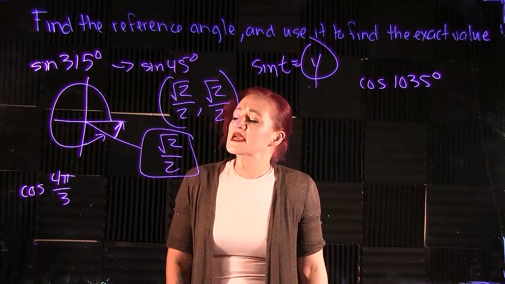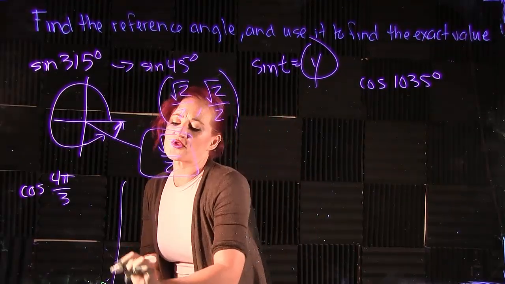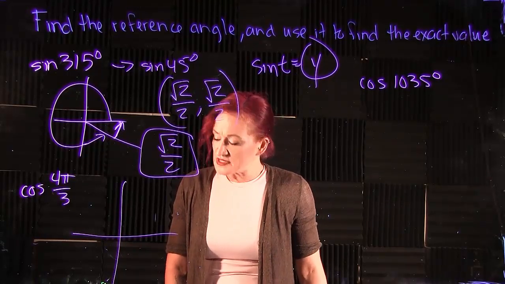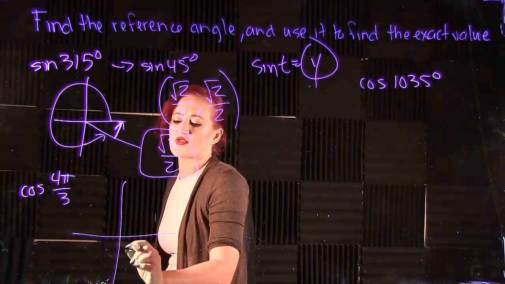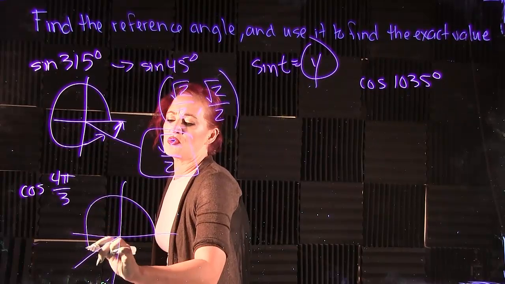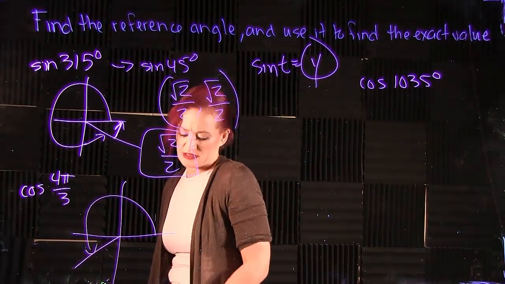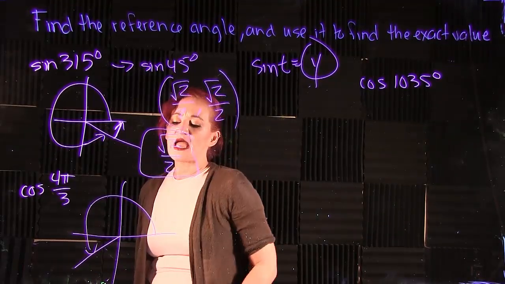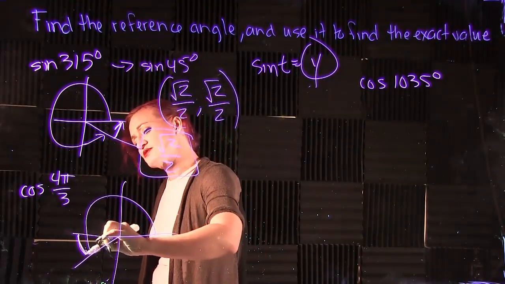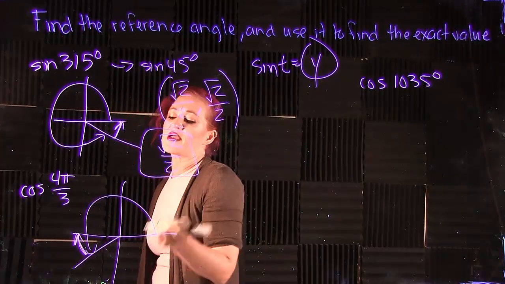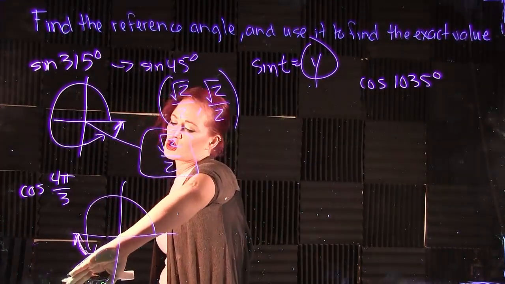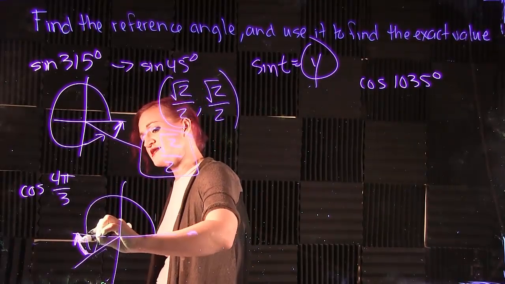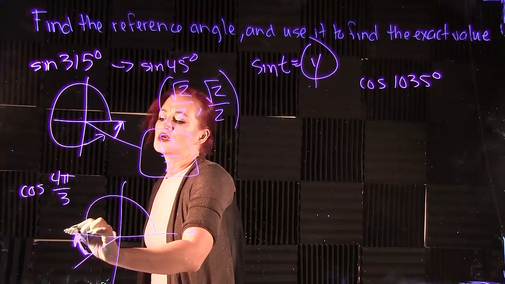If we take a look at cosine of 4 pi over 3, the first thing we want to do is find the reference angle for that. So if we draw 4 pi over 3, that angle looks about right here. The reference angle for this is going to be this little section here. Again, keep in mind the reference angle is measured from the terminal side to the closest straight angle. So for us, it's going to be going back over here to pi.